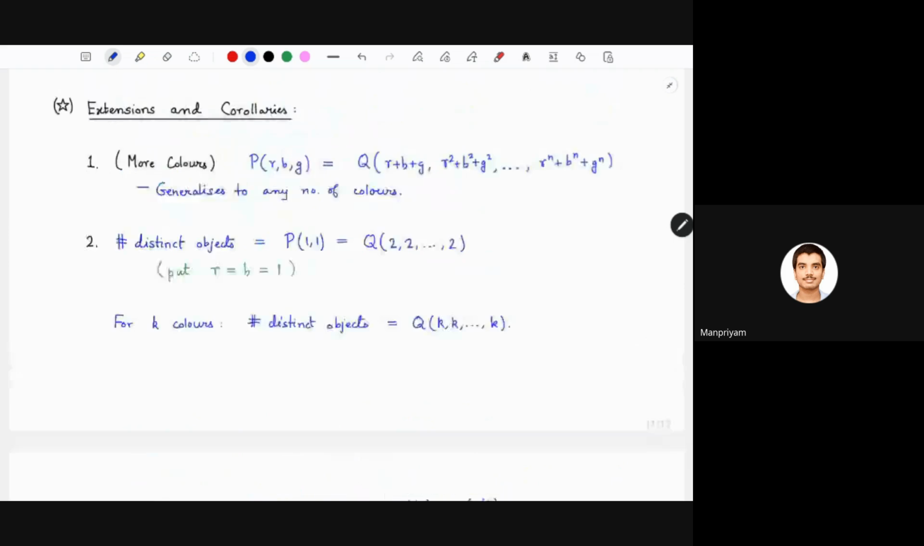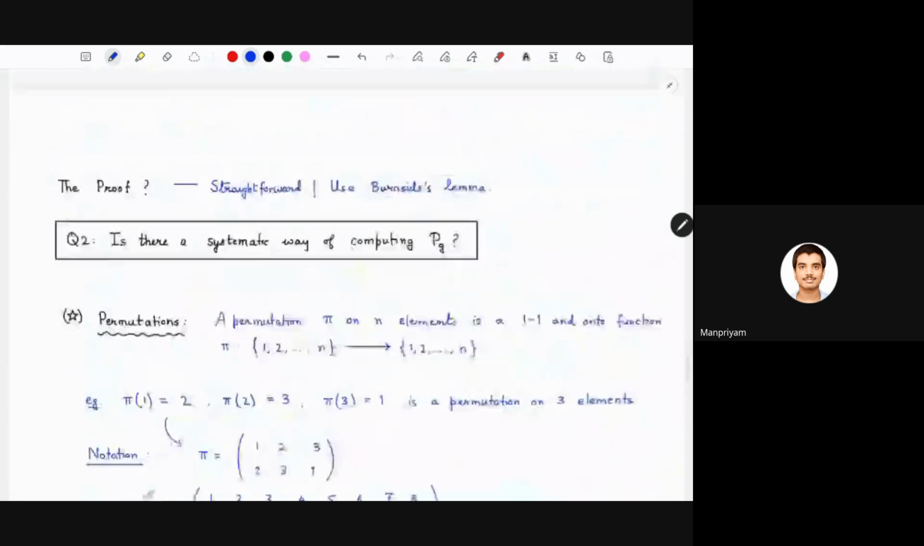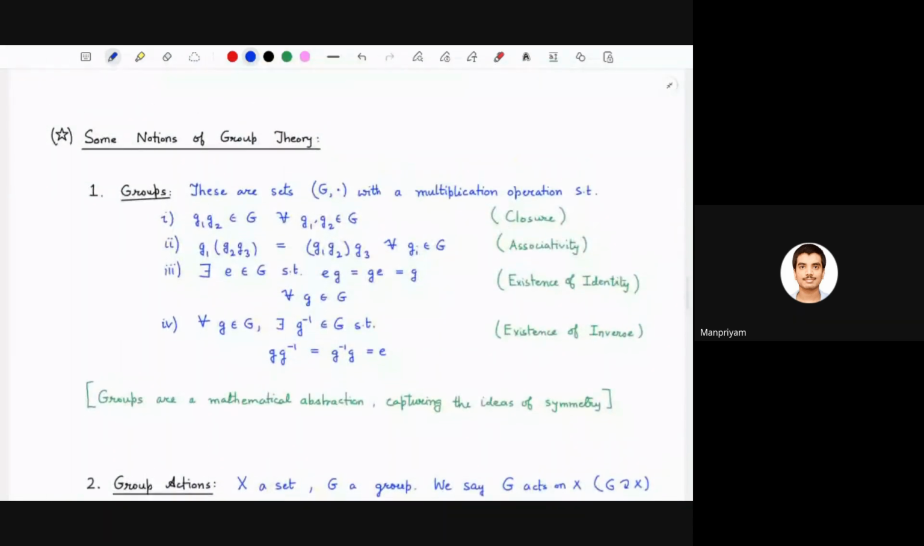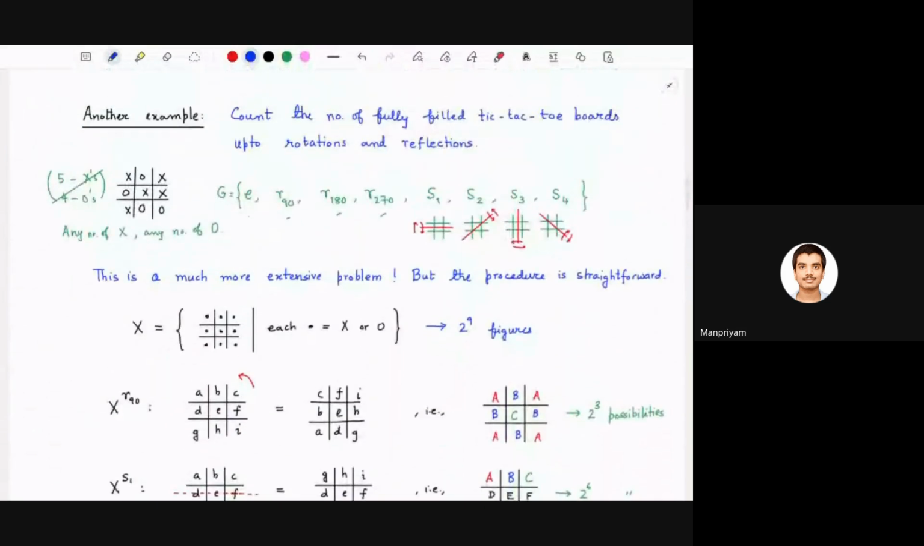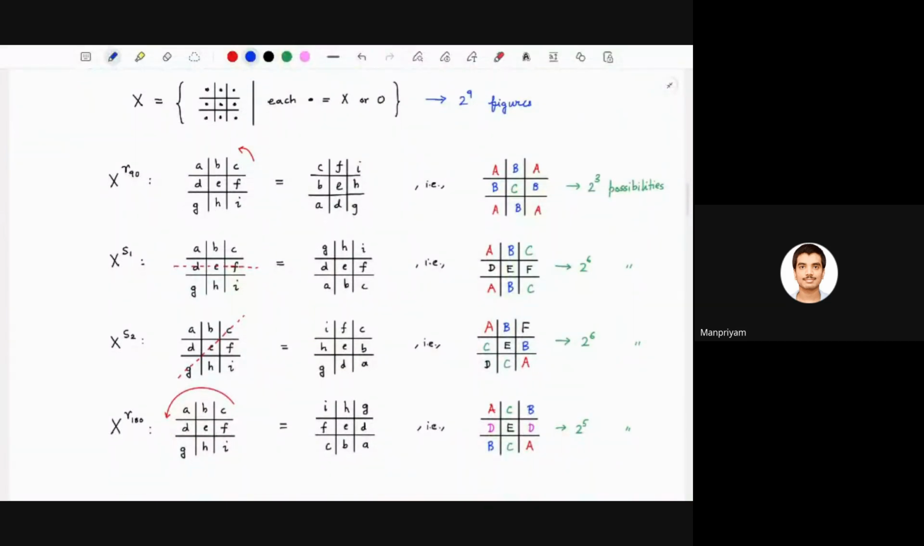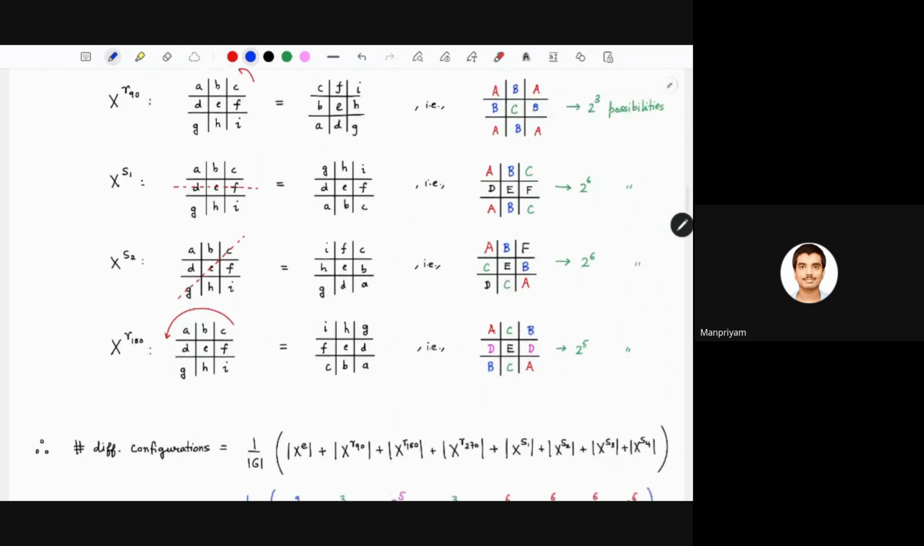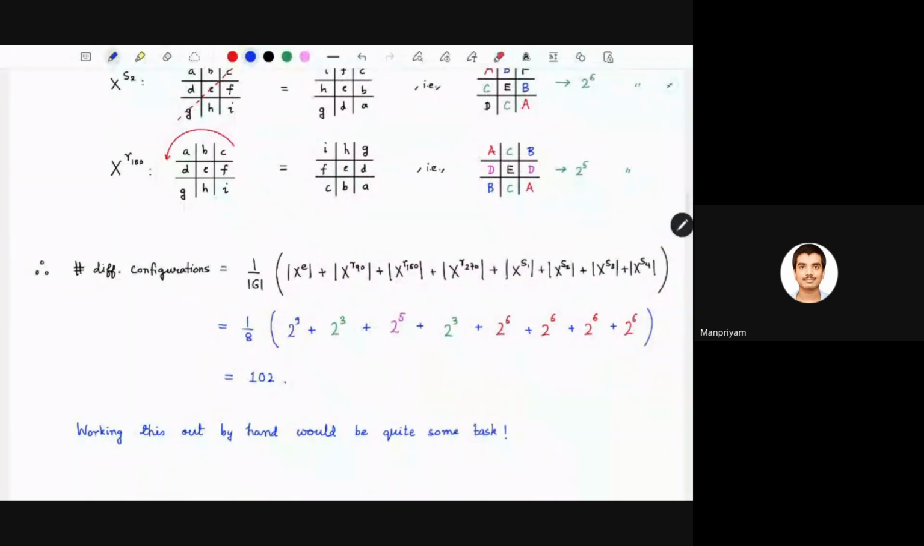Just for the last thing, that is precisely what we did when we looked at our second example, the tic-tac-toe example. This rotation had 3 cycles. That's why we had 2 to the power 3 possibilities. This one had 2 to the power 6 possibilities, and so on. So the fact that we had all these powers of 2 was not really a coincidence. It was because we were saying this is 1 over 8 times the summation of 2 to the power number of cycles.